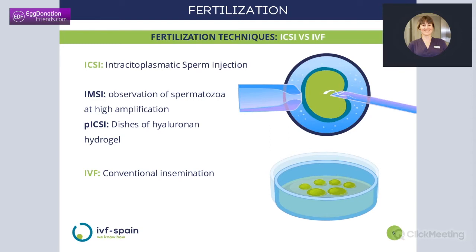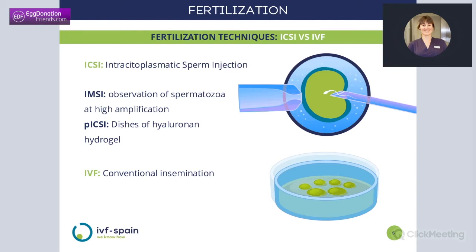In any case, once we have the mature eggs and once we have selected the sperm cells, the next step is fertilization. Fertilization can happen by either one of two main techniques. It can happen through ICSI. ICSI stands for intracytoplasmic sperm injection. Through this technique, we directly microinject the sperm cell into the egg under a microscope with two micropipettes. One is holding the egg and the other one injects the sperm into the egg.